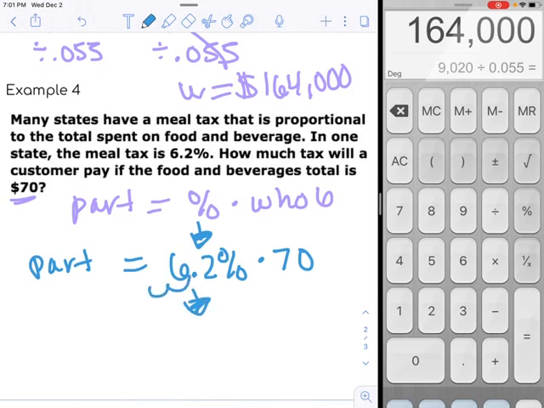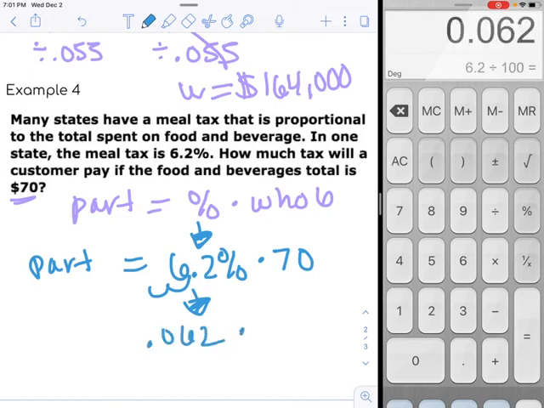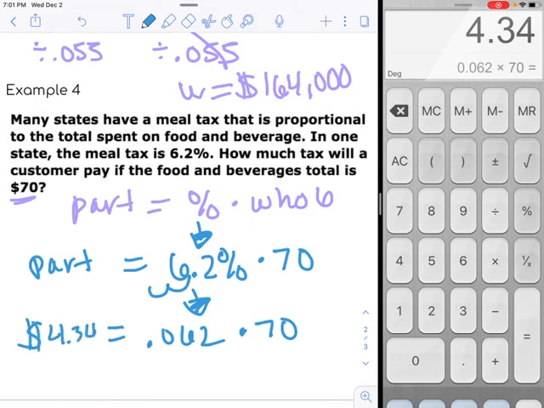6.2%. Move the decimal to the left 2 times, or divide by 100 in your calculator. 0.062 times 70 to get my tax, which would have been $4.34. Awesome job, guys.